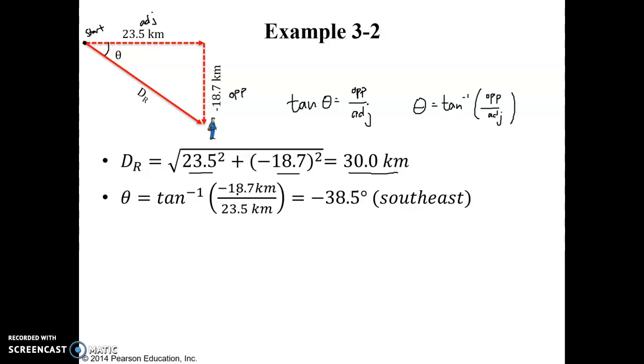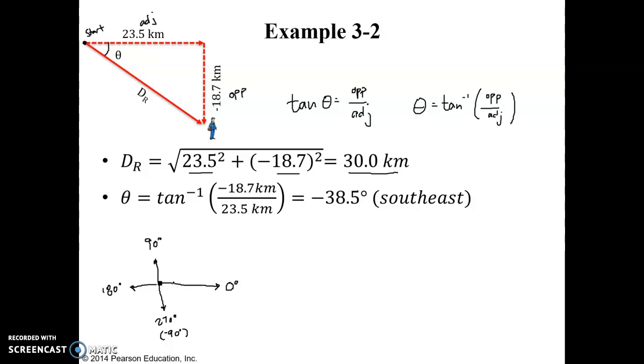Inverse tangent of the opposite side, negative 18.7, over the adjacent side, 23.5 kilometers. So the inverse tangent of that is negative 38.5 degrees. So it's common to consider the positive x-axis, or due east, as 0 degrees, and then straight up is 90 degrees, and to the west is 180 degrees, and straight down is 270 degrees, or we could say negative 90.